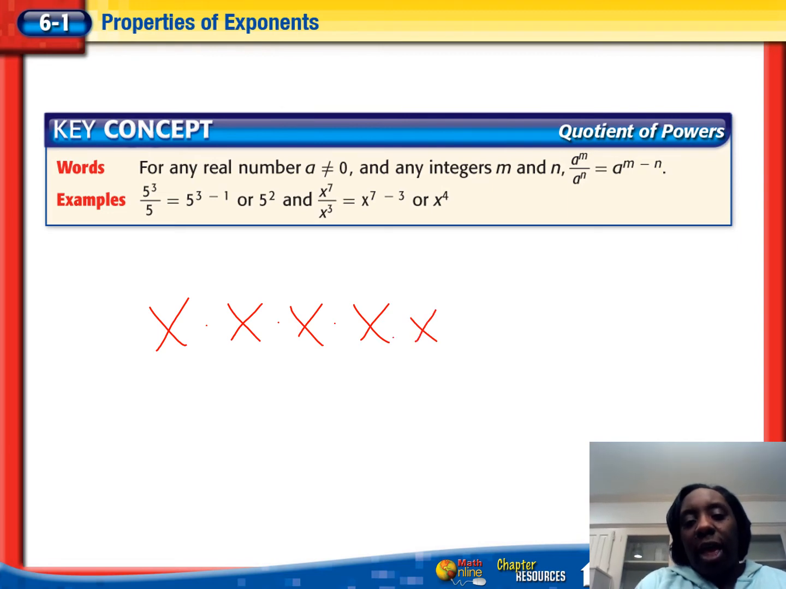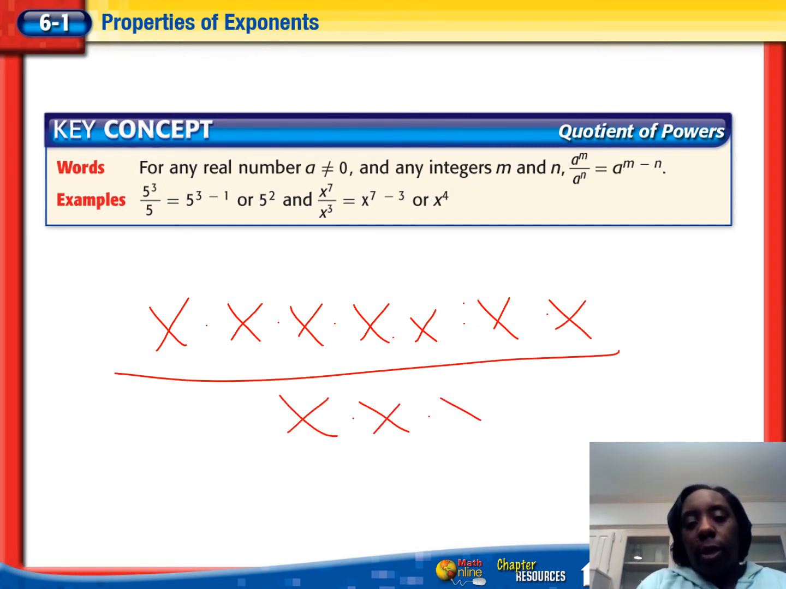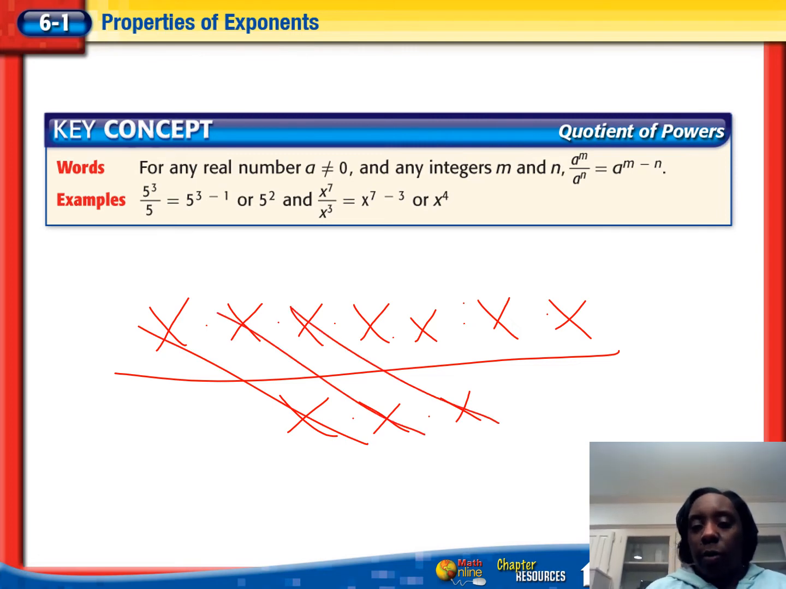So if I have 1, 2, 3, 4, 5, I need one more x over a product of 1. Well, what's left over? Because anything that's the same in the numerator and the same in the denominator turns into 1. I don't need to see 1, so they're gone. So x times x times x times x is x to the fourth. That's the explanation for that answer.